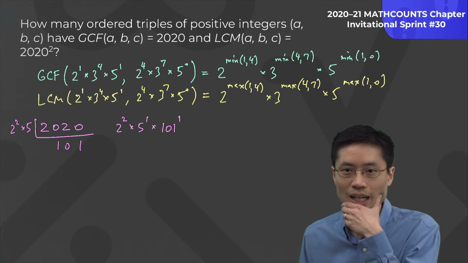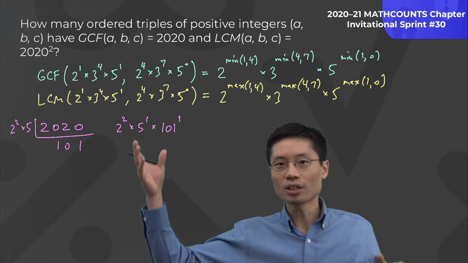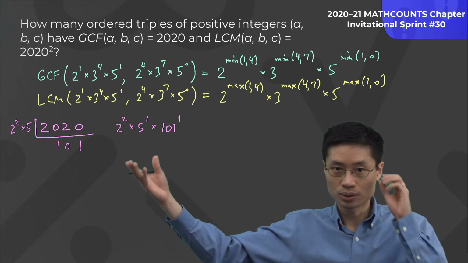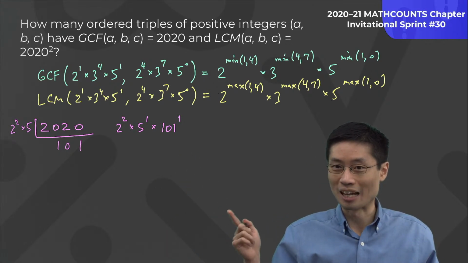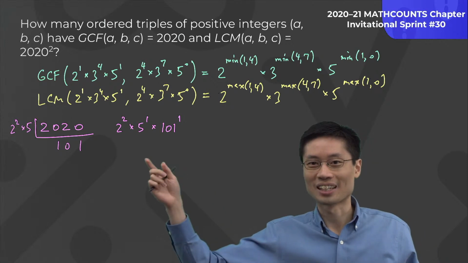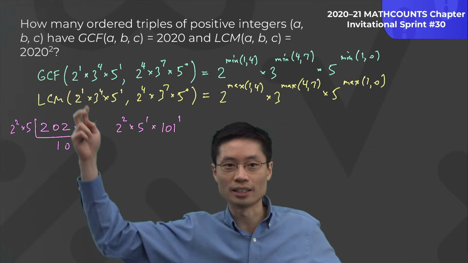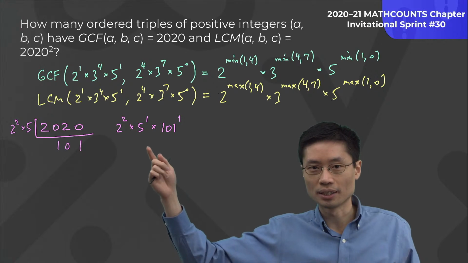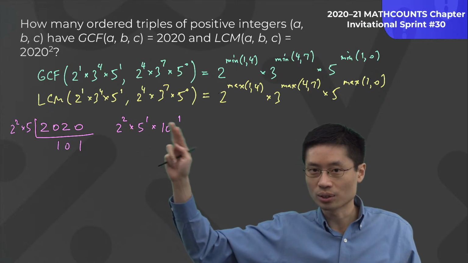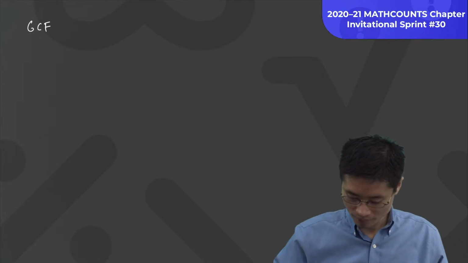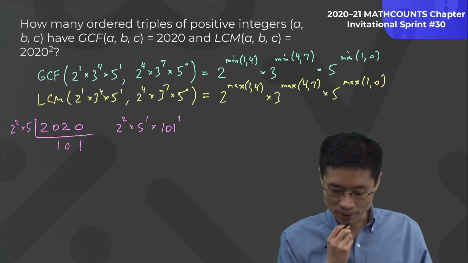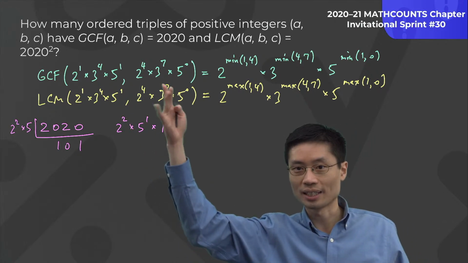Now what I need to know is how I can make the GCF have 2 to the 2, 5 to the 1, 101 to the 1, and the LCM has to be that thing squared. That thing squared is going to have powers of 4, 2, and 2. Well, let's go to the next screen so I can write some stuff. So now I know with the GCF, ordered triples. Oh yeah, by the way, I have 3 numbers. I have to have 3 numbers here.